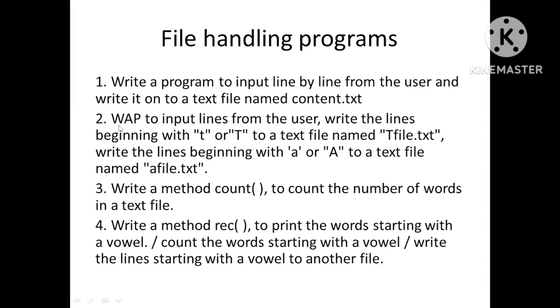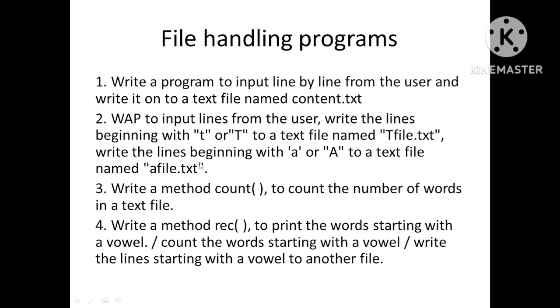Okay. Next, write a program to input lines from the user. Write the lines beginning with t or capital T to a text file named tfile.txt. Write the lines beginning with a or capital A to a text file named afile.txt. So observe the question carefully. We are going to open two files now, not a single file. We are going to write the content not in one file but in two files. What are the two files? One is tfile.txt, the other afile.txt. So you have to use two file handles both in W mode.